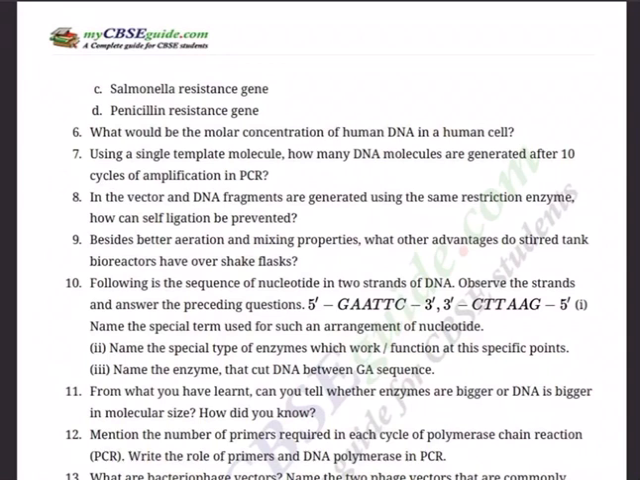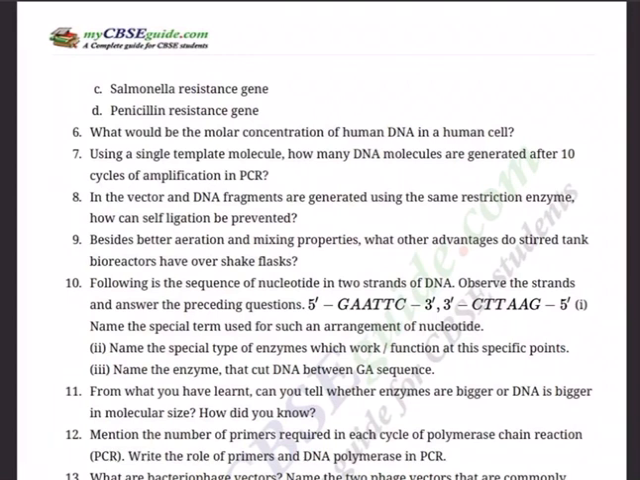Question number 7. Using a single template molecule, how many DNA molecules are generated after 10 cycles of amplification in PCR? Question number 8. If the vector and DNA fragments are generated using the same restriction enzyme, how can self-ligation be prevented? Question number 9. Besides better aeration and mixing properties, what other advantages do stirred tank bioreactors have over shake flasks? As bioreactors.